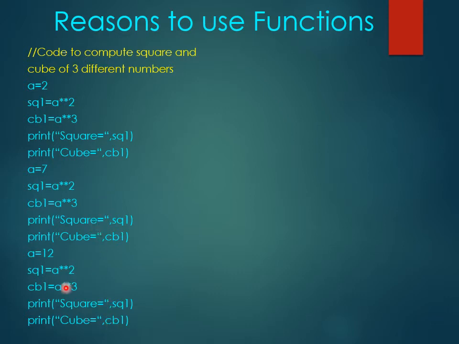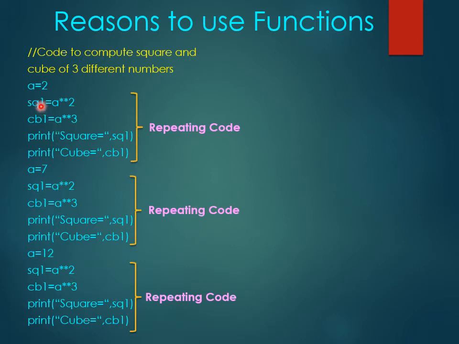Now here you can see, from this portion, sq1 equal to a double asterisk 2, to print cube equal to cb1, this code is repeated here, here and here. Three times the same code is repeated. Now suppose by mistake, instead of writing a double asterisk 2, I write a multiplied by 2. So instead of calculating a power 2, it will calculate a multiplied by 2. And suppose the same code from here to here I copied here also. So at all three places, the same mistake will get repeated.